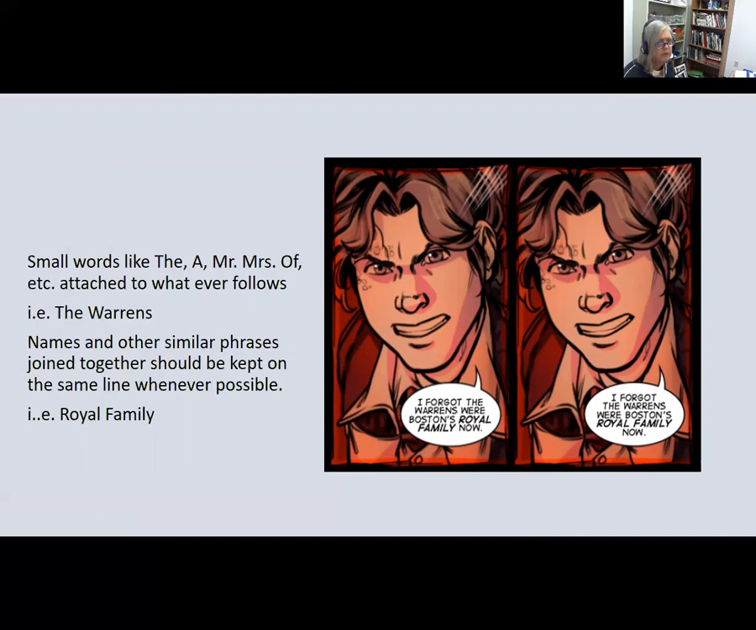It might be a little hard to follow, but when you're doing these clumps of words, think about words that go together. This is a bad example here where he goes, I forgot the Warrens were Boston's royal family now. Words like the Warrens, those go together. Royal family, those go together. So you want to try not to split them up when you lay them out, and think about what kinds of words go together.